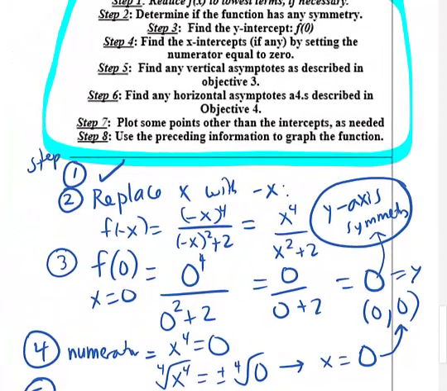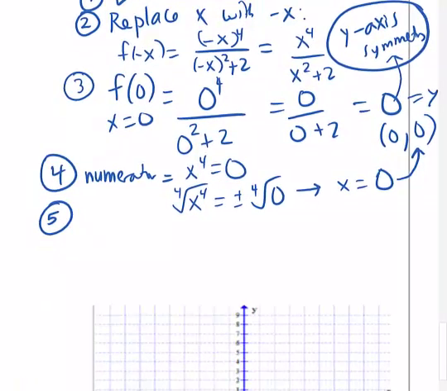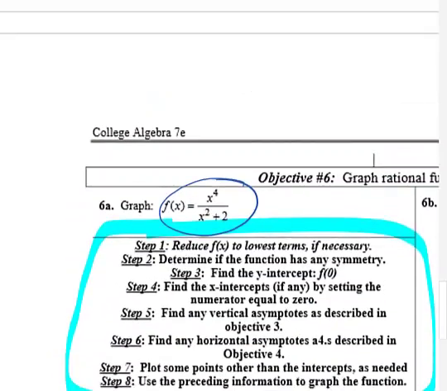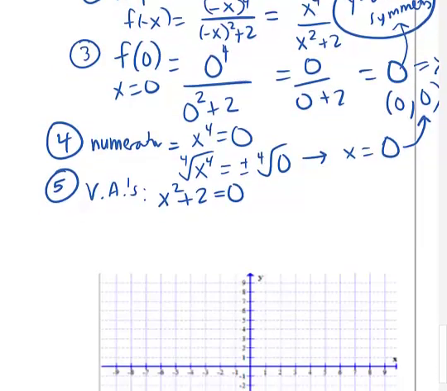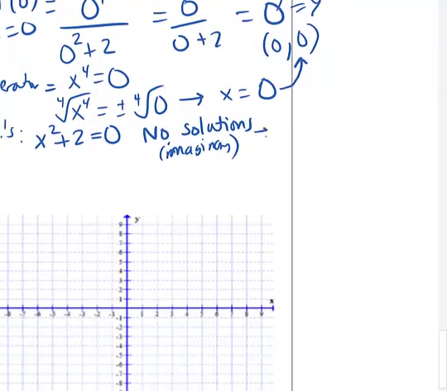Step 5 says, find any vertical asymptotes as described in objective 3. So remember, vertical asymptotes, you find those by setting your denominator equal to 0 and solving for x. But that denominator doesn't factor, so there are no solutions, because you would get imaginary numbers. That means no vertical asymptotes.